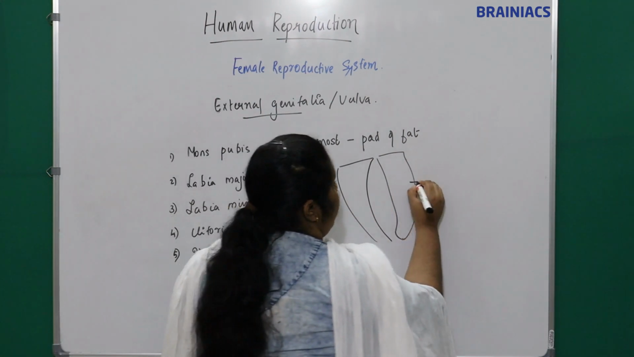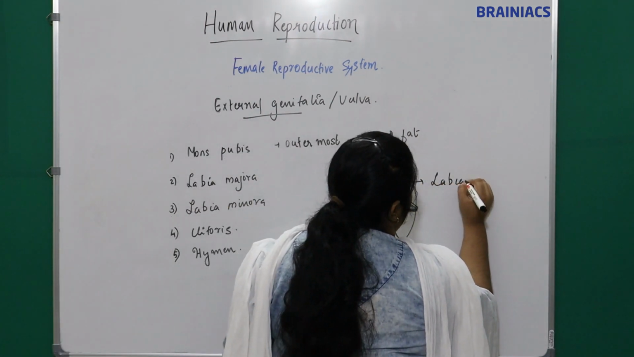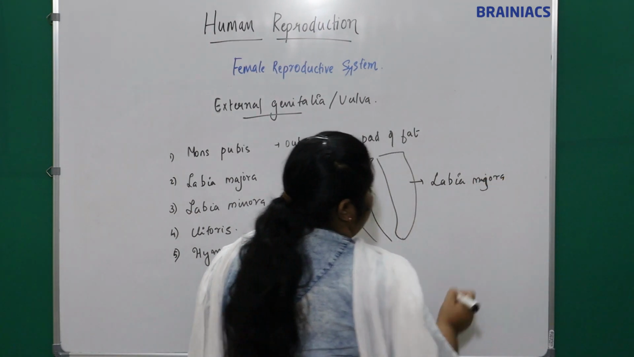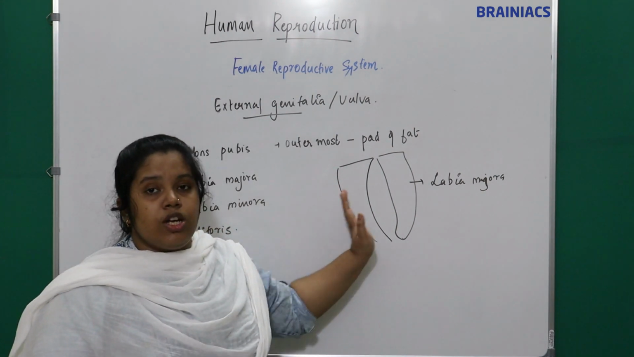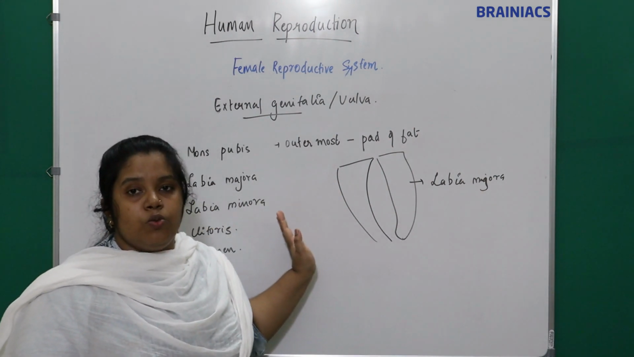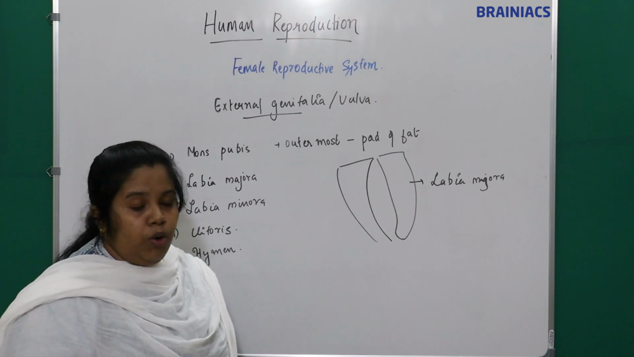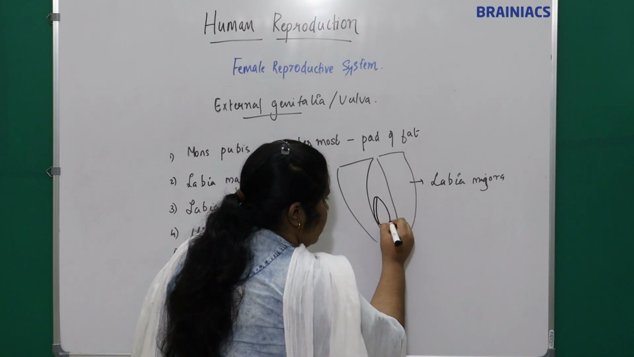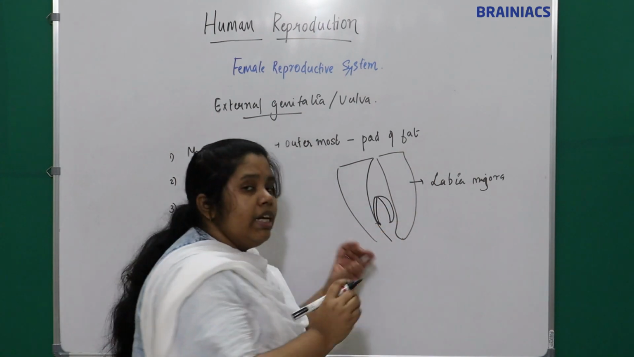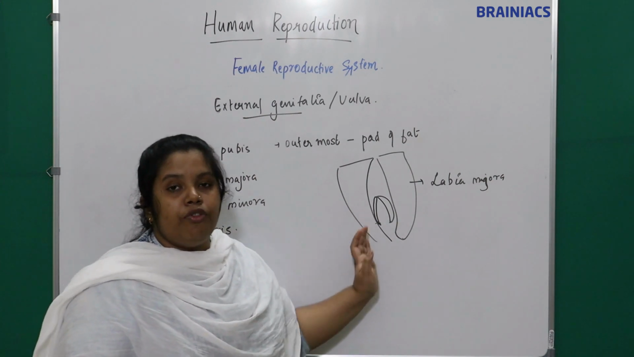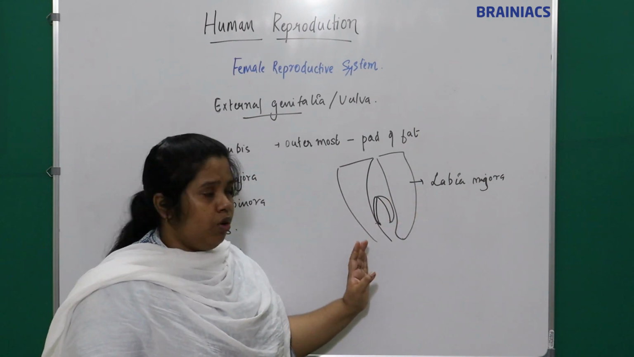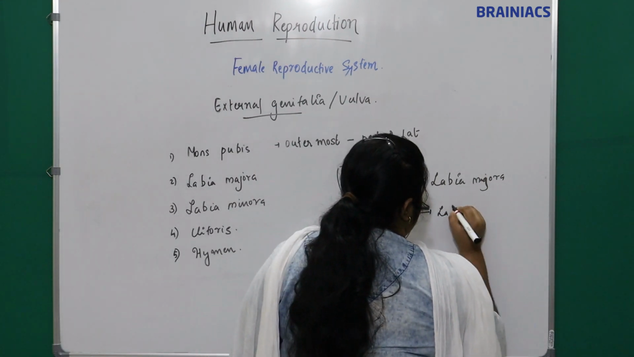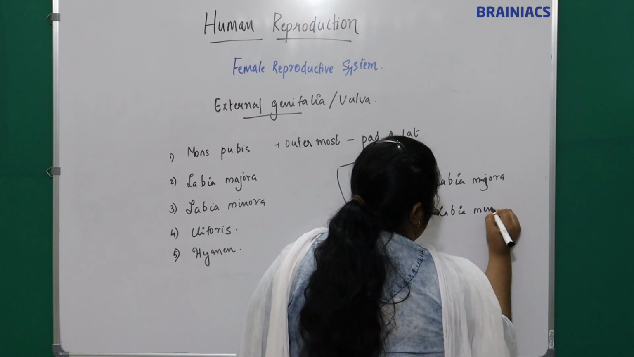That is called as what? That is called labia majora. So it is a fleshy fold which covers the vaginal opening. And inside the labia majora we have a similar small fold, on both sides, a paired fold. It is called labia minora.